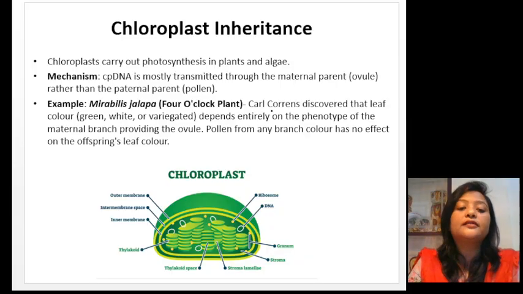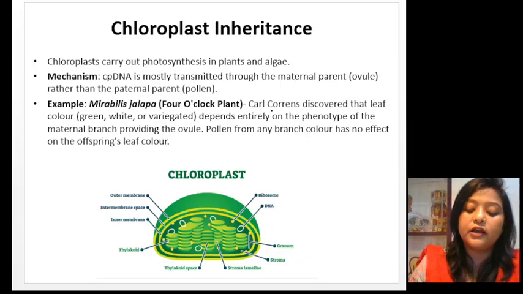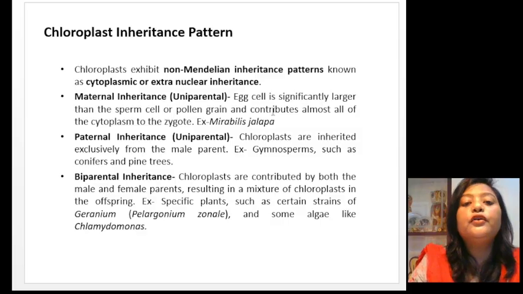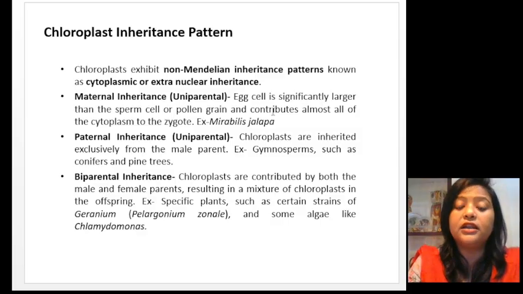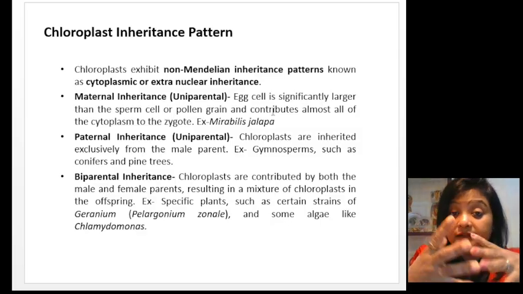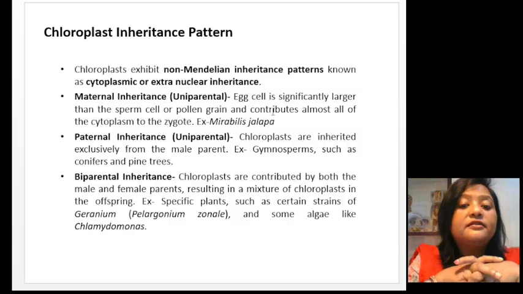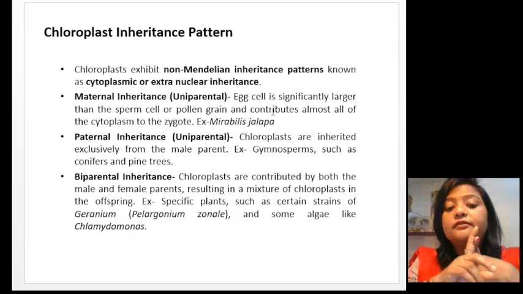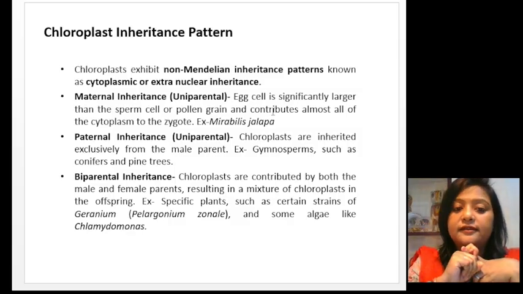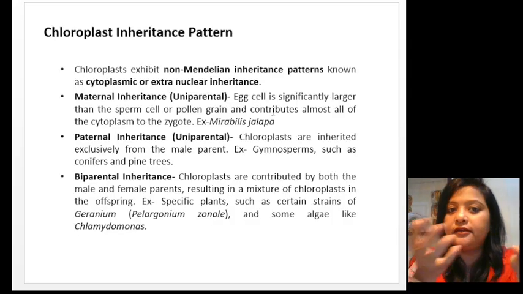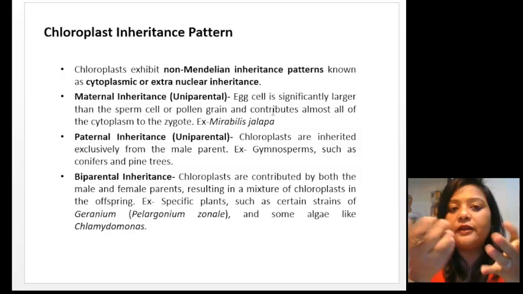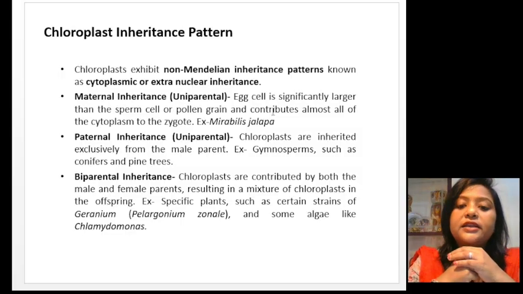The color will always come from the ovule, the maternal branch. All right. Moving on to chloroplast inheritance pattern. Now, in this chloroplast inheritance pattern, we know that chloroplasts exhibit a non-Mendelian inheritance pattern. So it's also known as cytoplasmic or extranuclear inheritance. Why extranuclear? Because it is not in the nucleus. It's in the cytoplasm, so it's also known as cytoplasmic inheritance.